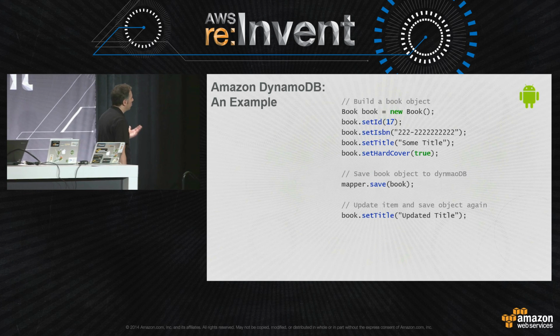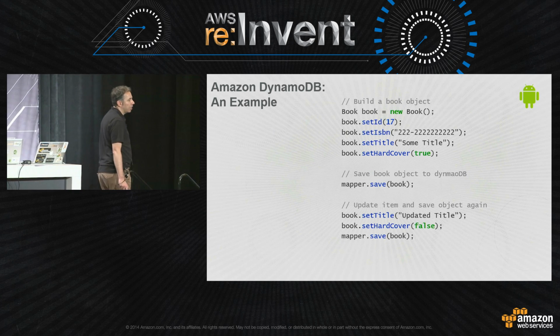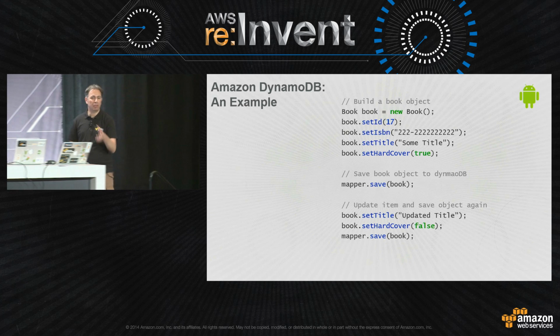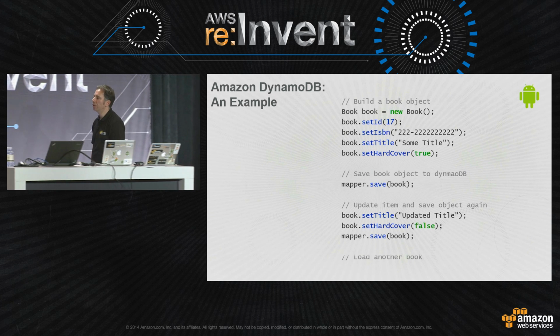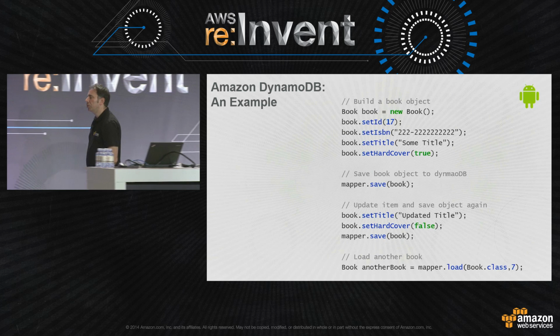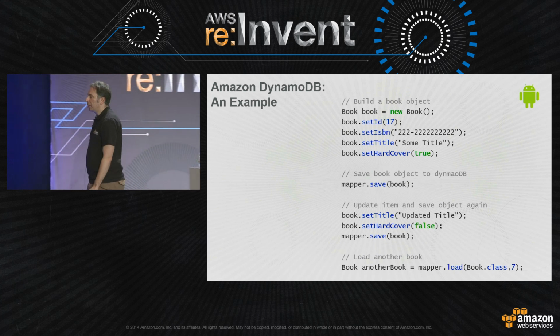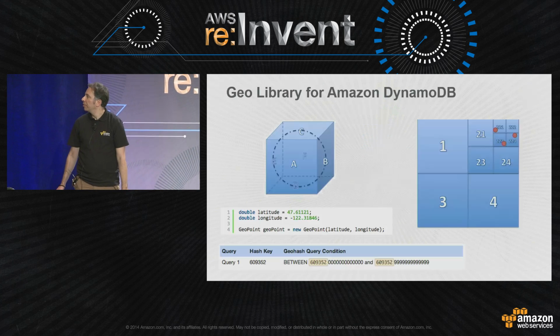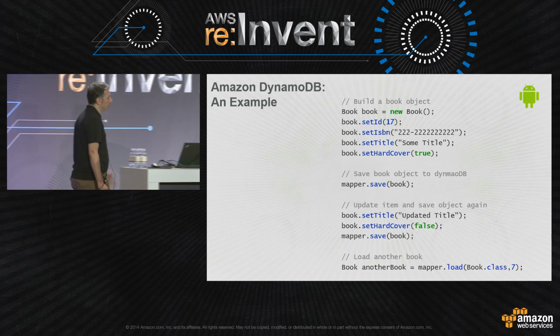And you can also update the book and save it again. Since the primary key is the same, it will overwrite the previous record. Or you can load a book using the load of the mapper. So this is DynamoDB using the object mapper, so it's quite powerful.